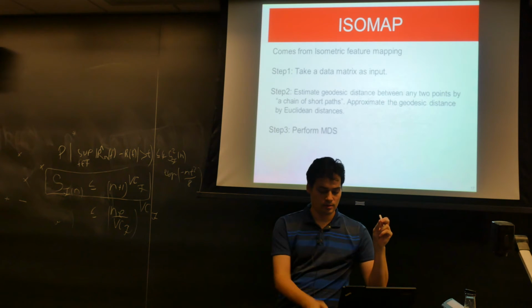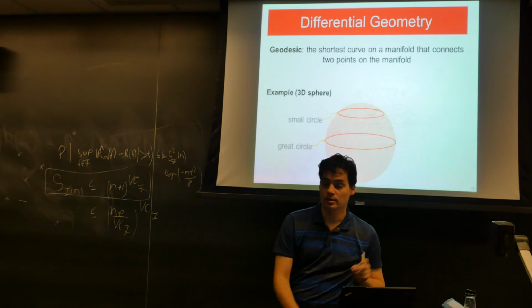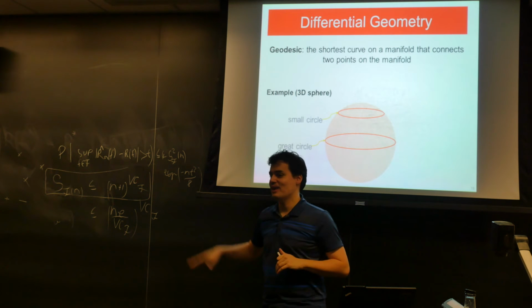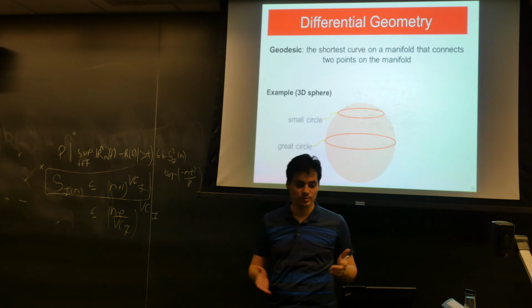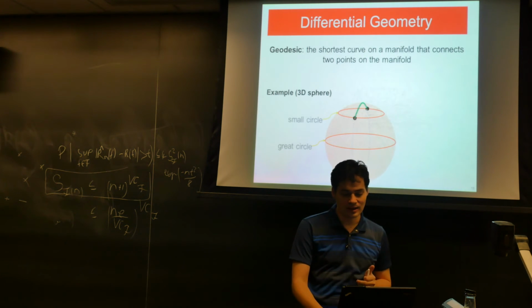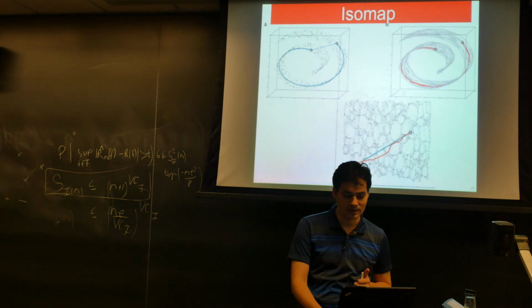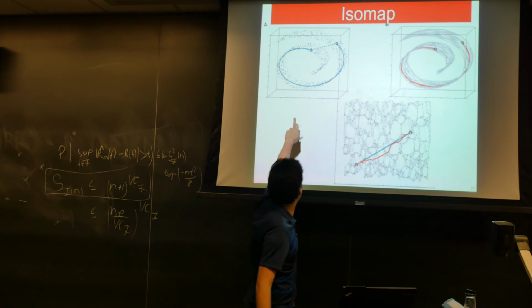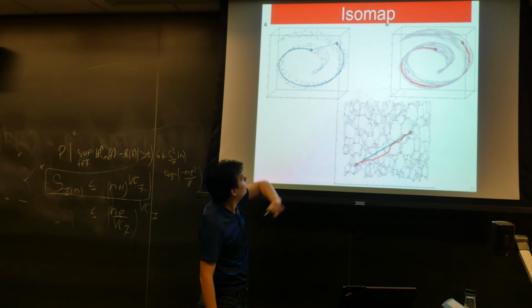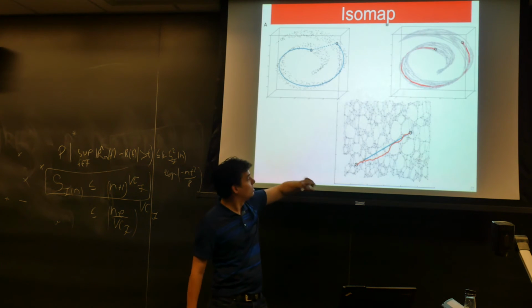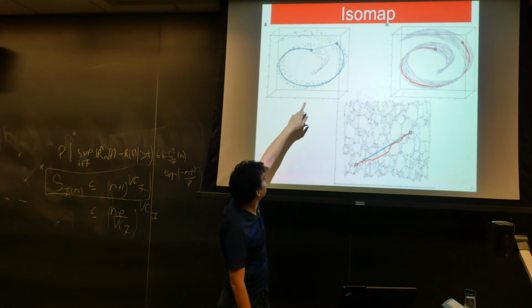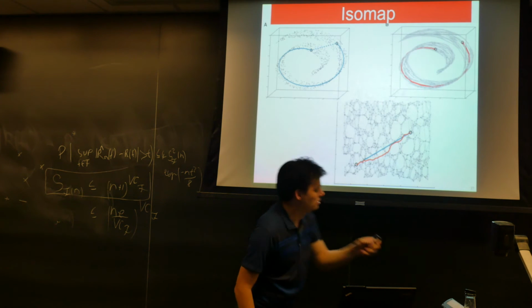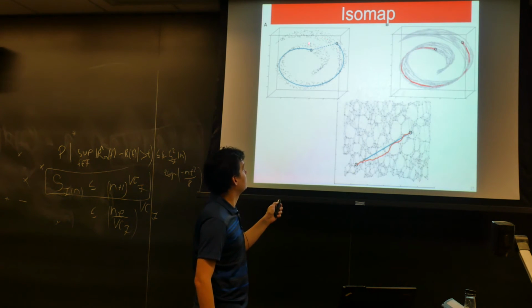So what does it mean? Right, with respect to the manifold that they might lie on. Of course, we don't know that manifold, that's the issue. But what you do is that you can at least approximate. So this is what you do in practice. Say this is your data set. You want to calculate the geodesic distance from this point to this point.